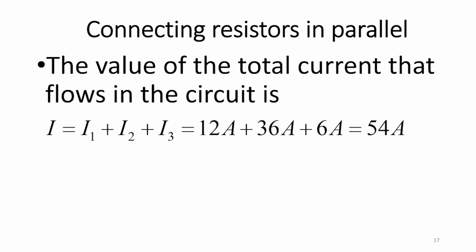The value of the total current that flows in the circuit is I equals I1 plus I2 plus I3, which in this case equals 12 amps plus 4 amps plus 6 amps, and in total is 22 amps, the current that flows in the circuit.